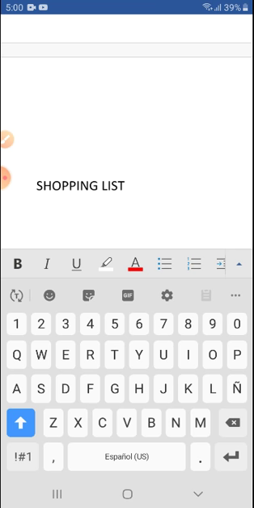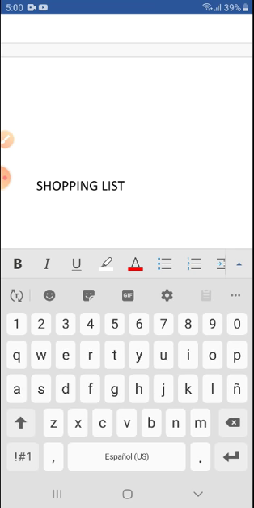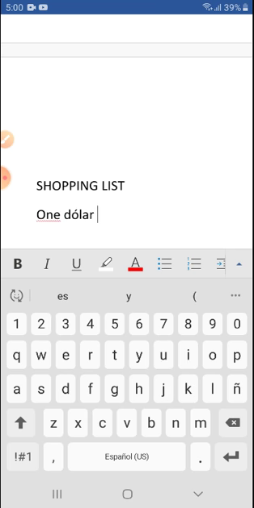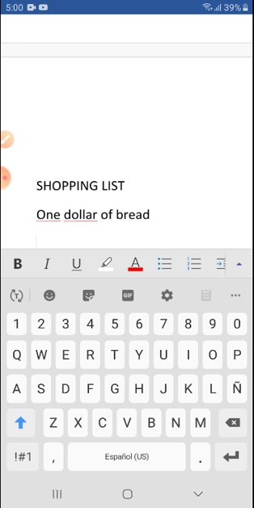¿Qué ingredientes necesitamos for the bread with beans, para los panes con frijoles? Okay, we need bread, pan. So $1 of bread. $1 de pan, yes. ¿Qué más necesitaríamos? What other ingredients will we need to make bread with beans? Panes con frijoles. ¿Qué ingredients? Okay, we have $1 of bread.